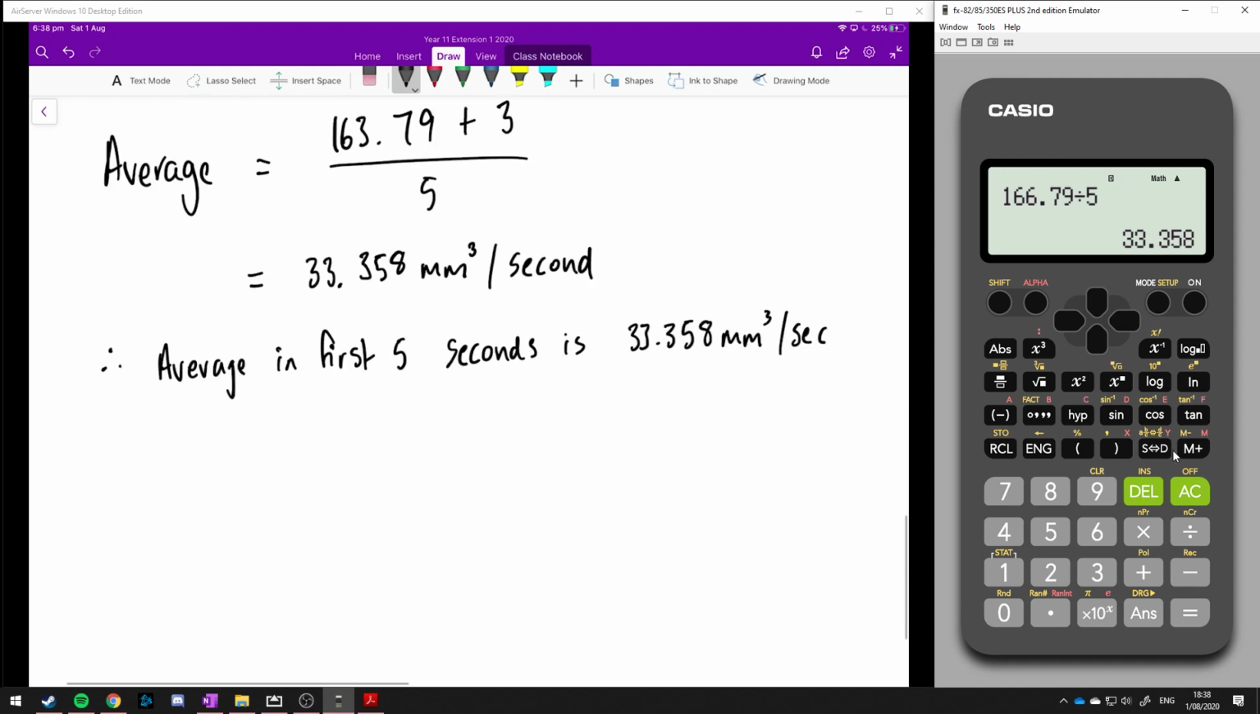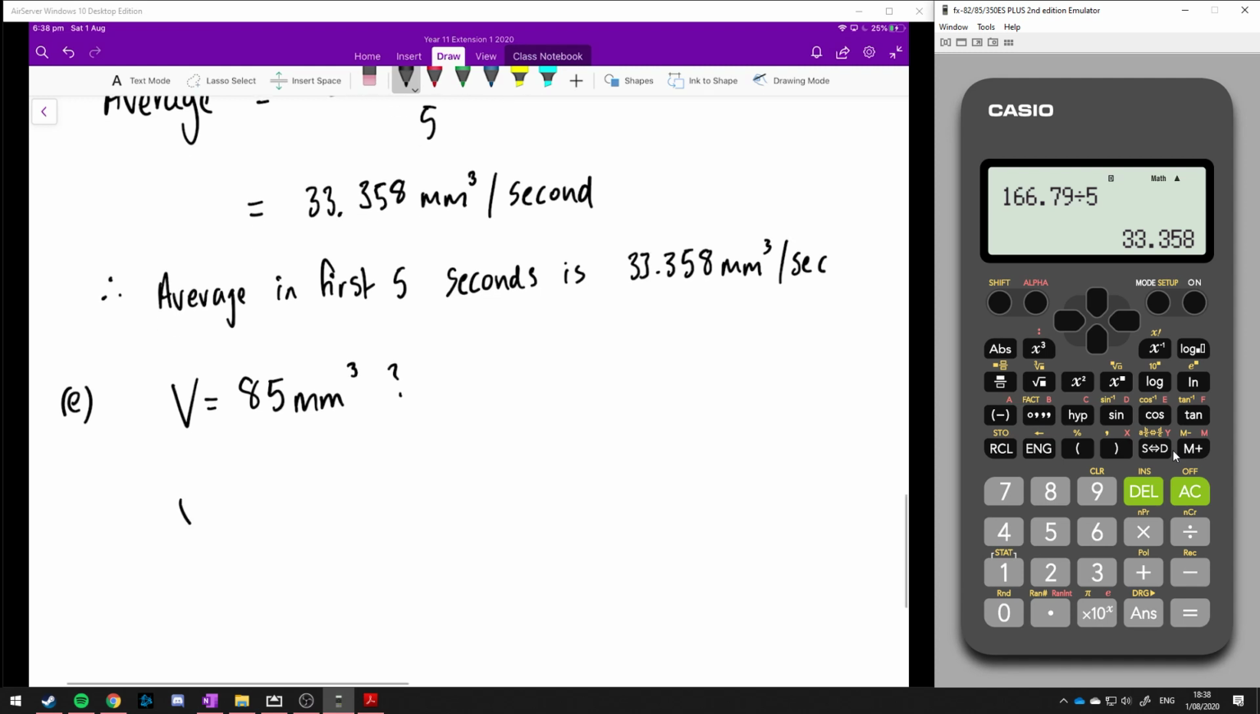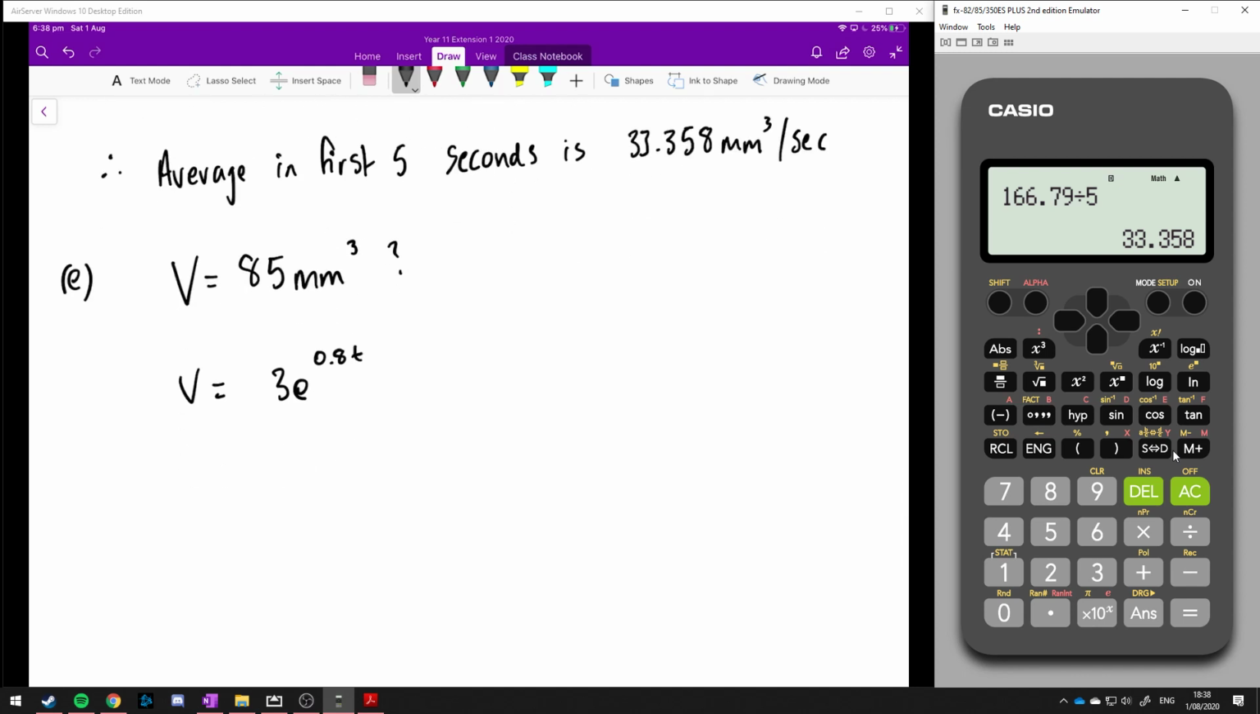So that's part D, find the average. Part E is: when will the balloon reach a size of 85 millimeters cubed? So that is when will V be equal to 85 millimeters cubed. Well, we know that the volume is equal to 3e to the 0.8t. And what we can do is just substitute our V into this. Okay, so it becomes 85 is equal to 3e to the 0.8t.